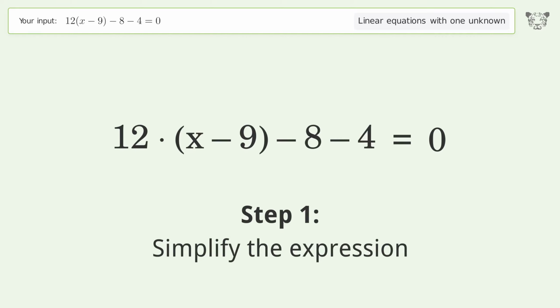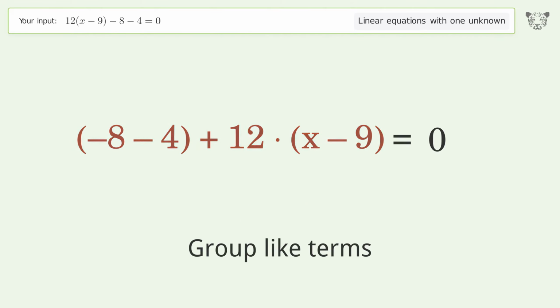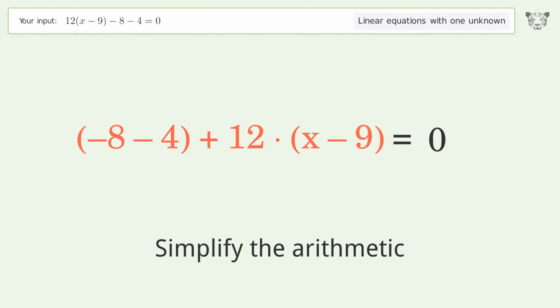Simplify the expression. Group like terms. Simplify the arithmetic. Expand the parentheses. Simplify the arithmetic. Group like terms. Simplify the arithmetic.